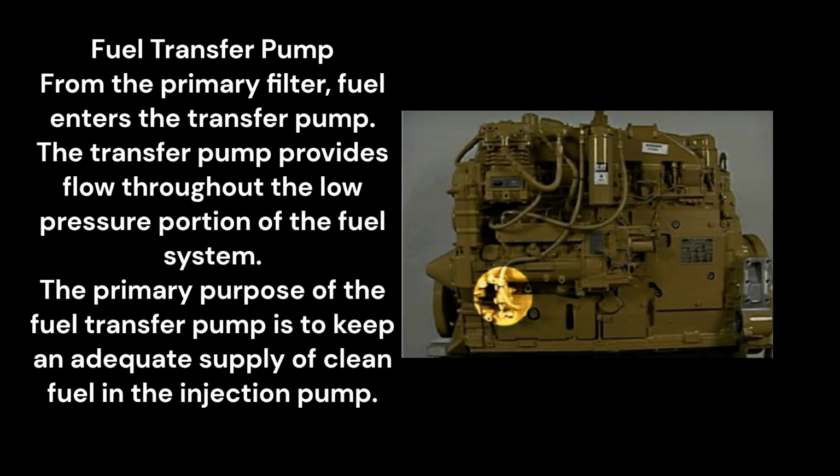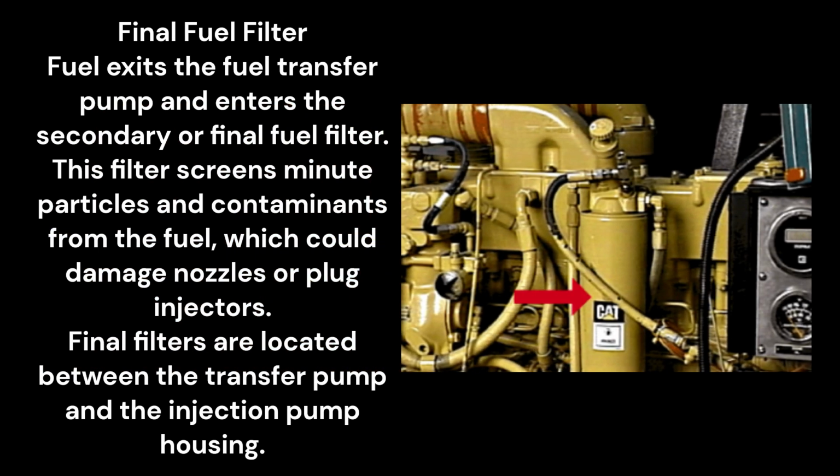Fuel transfer pump. From the primary filter, fuel enters the transfer pump. The transfer pump provides flow throughout the low-pressure portion of the fuel system. The primary purpose of the fuel transfer pump is to keep an adequate supply of clean fuel in the injection pump. Final fuel filter. Fuel exits the fuel transfer pump and enters the secondary or final fuel filter. This filter screens minute particles and contaminants from the fuel, which could damage nozzles or plug injectors. Final filters are located between the transfer pump and the injection pump housing.